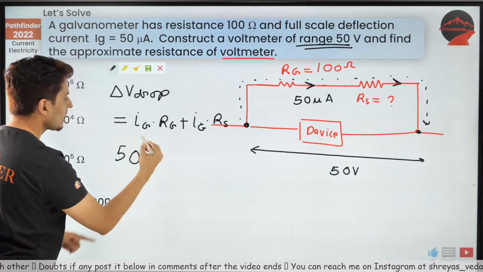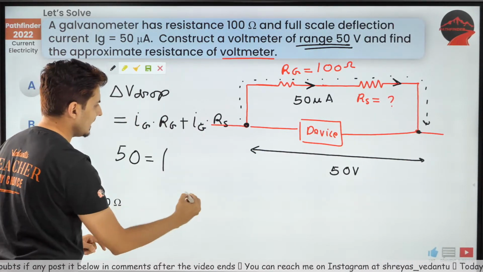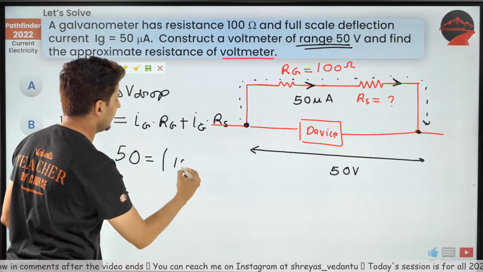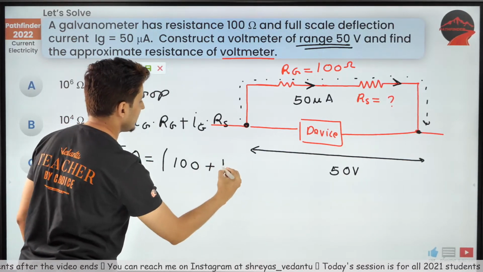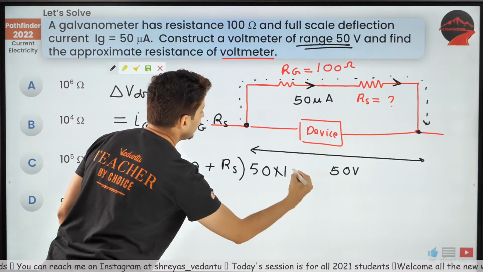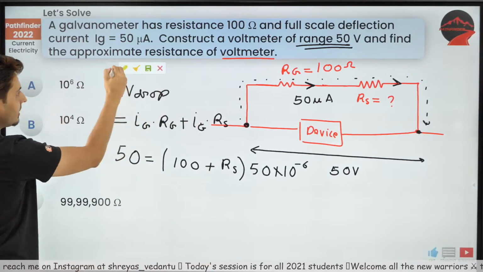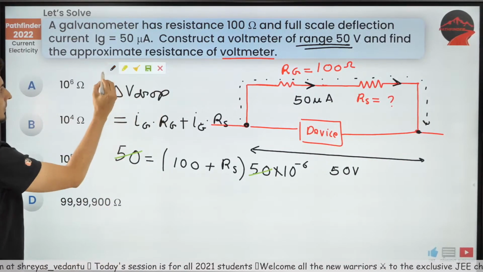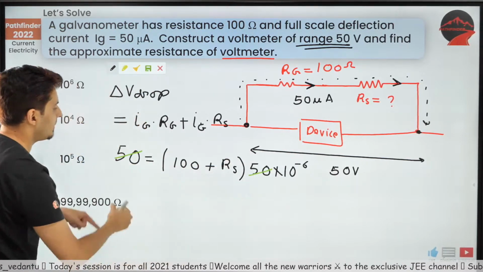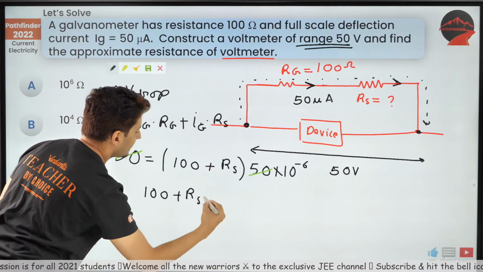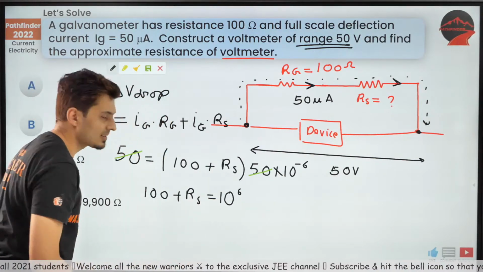That's 50. Can I take Ig common? Yes, I can take Ig common. What is Rg and Rs? Rg is 100. Rs I don't know. And what is Ig? That's 50 microamperes. Now you can see 50 and 50 cancel out, and then take the 10 to the power 6 over here. So you will get 100 plus Rs is 10 to the power 6.